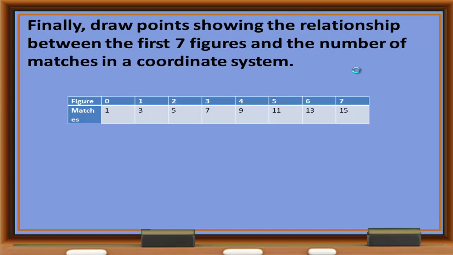Finally, draw points showing the relationship between the first 7 figures and the number of matches in a coordinate system. First, prepare a table. As we have said, in figure 0, there is 1 matchstick. In figure 1, there are 3 matchsticks. In figure 2, there are 5 matchsticks, and so on.